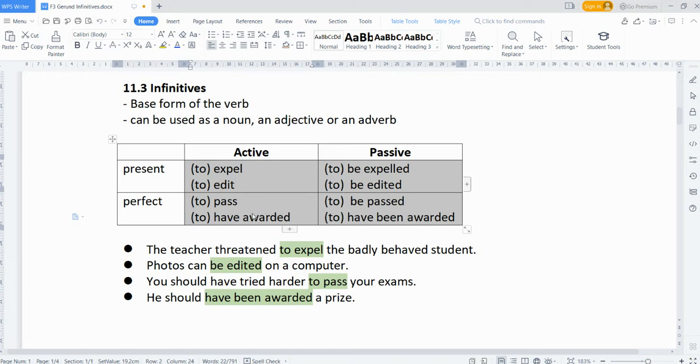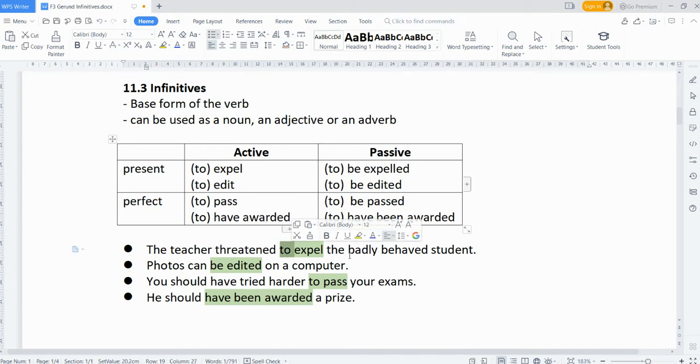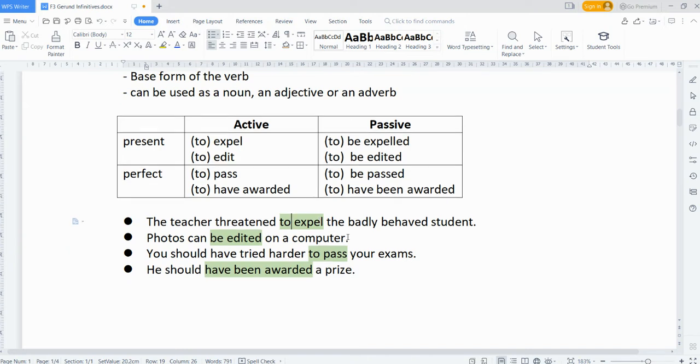It can be used or not depending on the sentence. For example, number one, the teacher threatened to expel the badly behaved student. So this one we use the word to. This one is an active sentence. Next, photos can be edited on a computer. This one is a passive sentence without the word to.